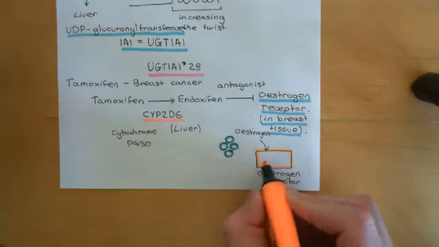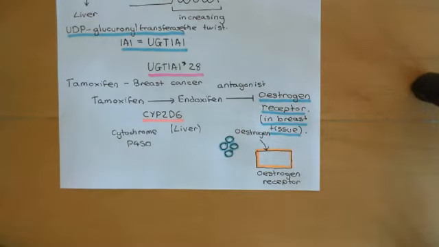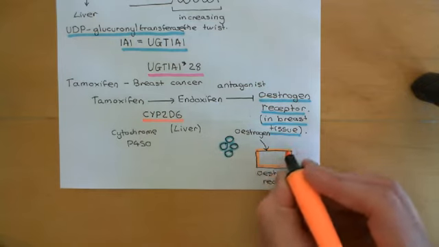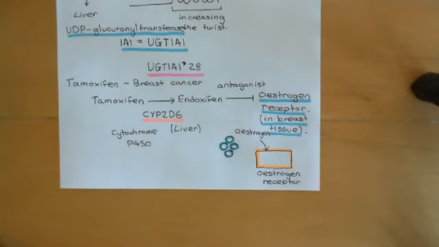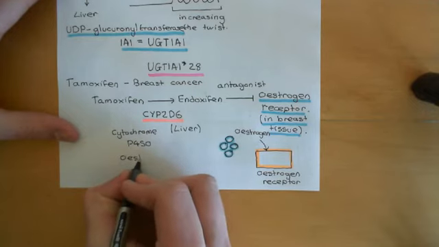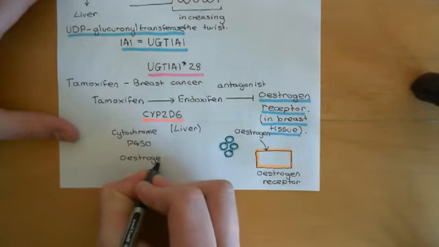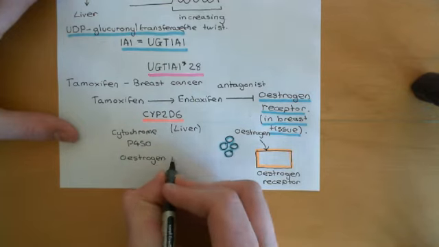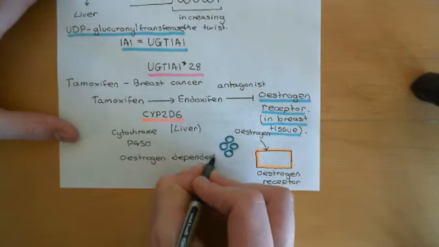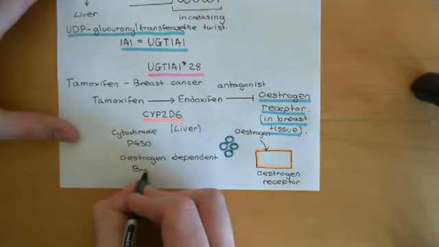And in certain forms of breast cancer, the activity of the estrogen receptor is absolutely essential for these cells to be dividing. If you stop the activity of the estrogen receptor, the cells will stop dividing. But that's only in certain forms of breast cancer. These forms, where the cancer cells are utterly dependent on estrogen activating estrogen receptors to divide, are known as estrogen-dependent forms of breast cancer. So, estrogen-dependent breast cancer.